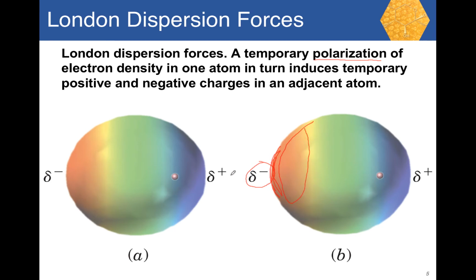It in turn induces a partial positive, opposite charge in another molecule. So the electrons would be over on this end here for the other molecule, and this end would be partially positive. Because opposites attract, there's an attraction between these two atoms. And we call that the London dispersion force.